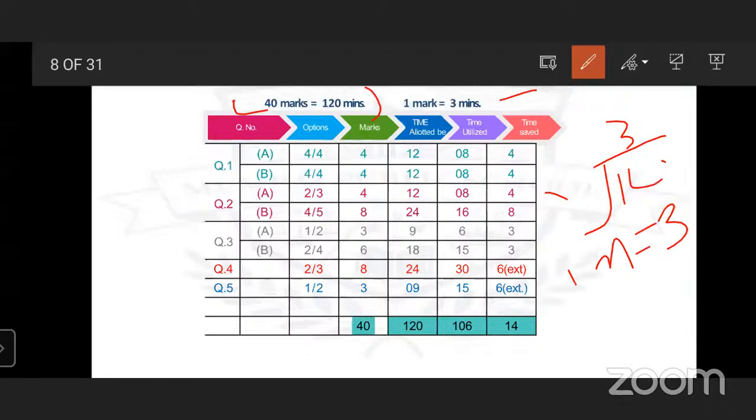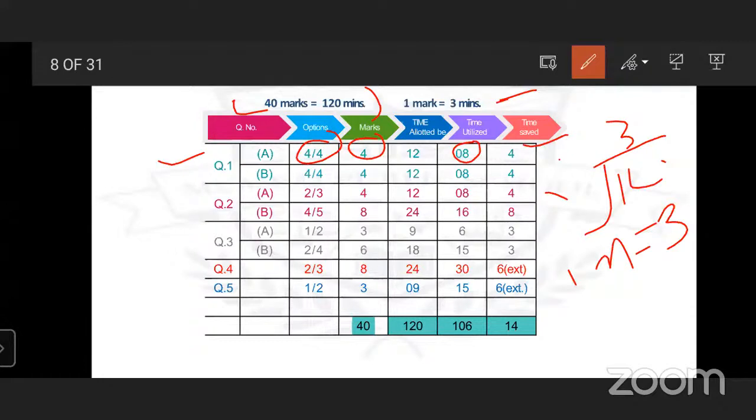So in question number 1A, that is the MCQ type question, there are 4 MCQs and each MCQ carries 1 mark. So 4 into 1 is equal to 4. According to this rule, time allotted for 4 questions, 4 into 3, is equal to 12. But we utilize here 8 minutes and we save our 4 minutes. Means for each question, we use only 2 minutes. So 4 into 2 is equal to 8 and we save our 4 minutes here.